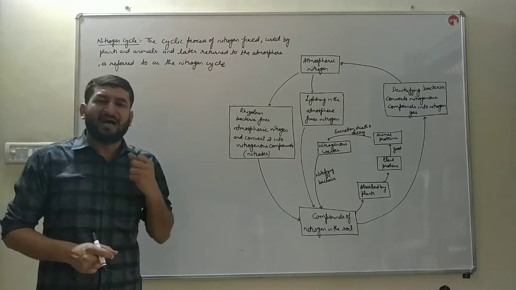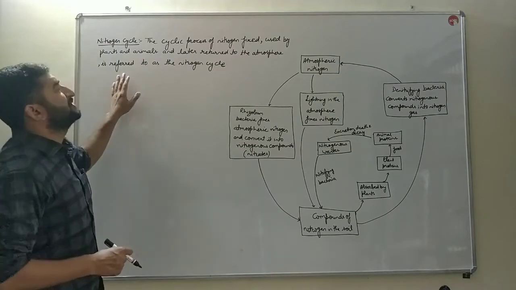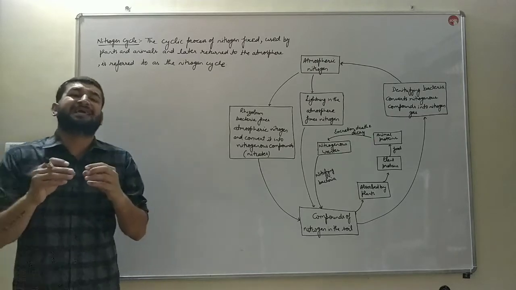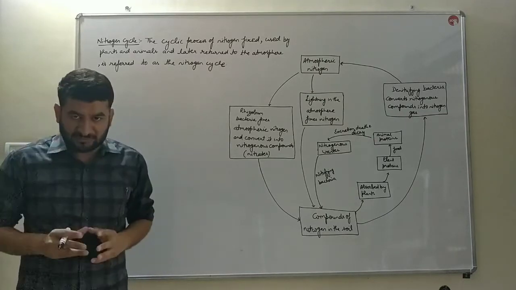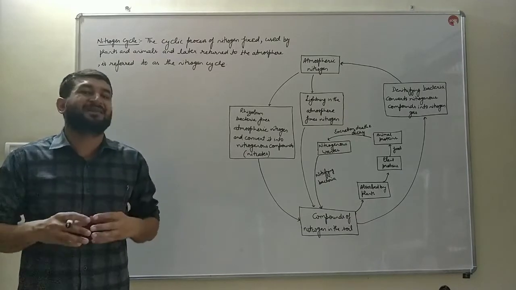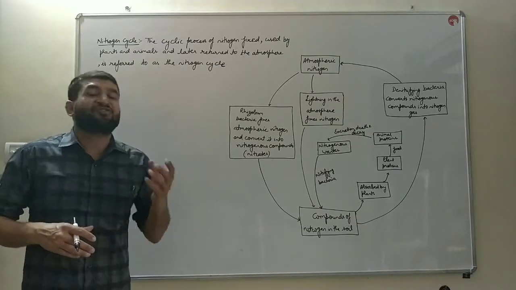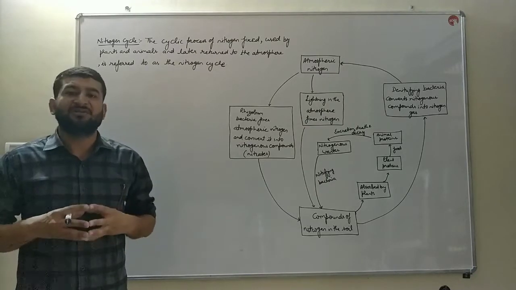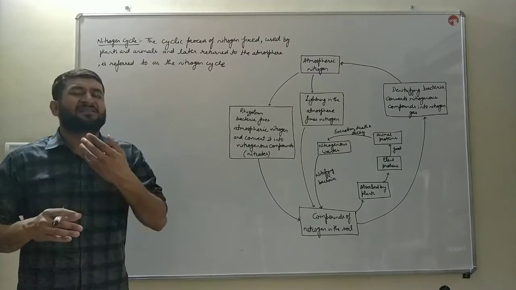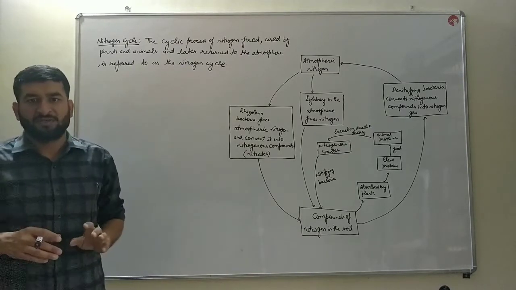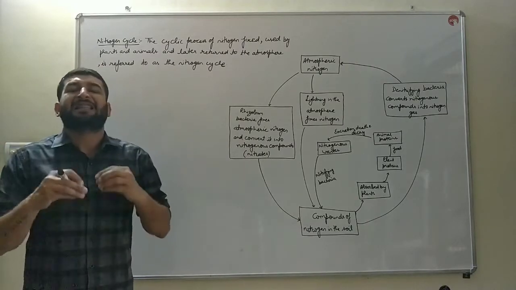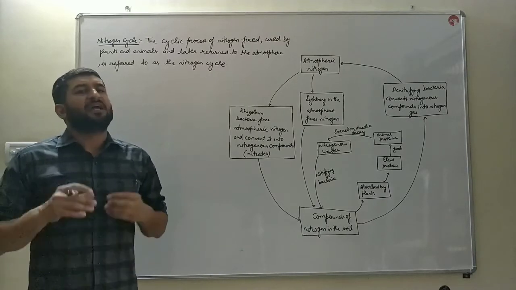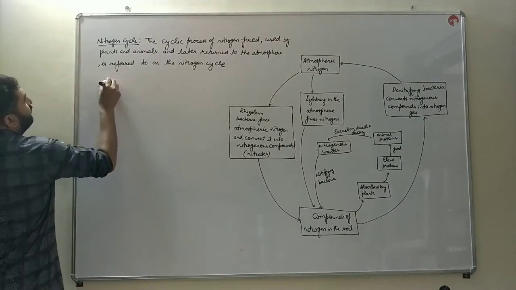Now we'll discuss the last topic of your chapter, nitrogen cycle. What is nitrogen cycle? It is the process in which nitrogen is fixed, used by plants and animals, and then returned to the atmosphere. That cycle is known as nitrogen cycle. Or you can say the cyclic flow of nitrogen in the living organisms and the atmosphere is known as nitrogen cycle. Nitrogen cycle has basic 5 steps.